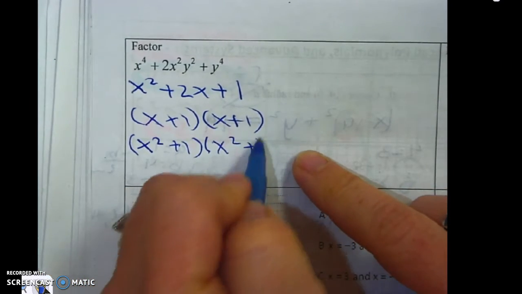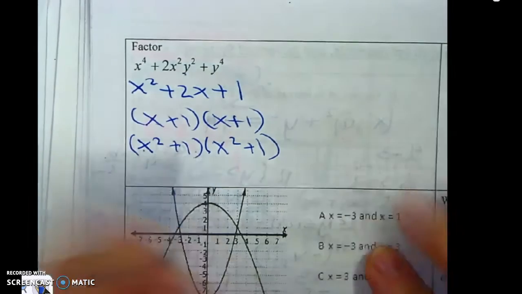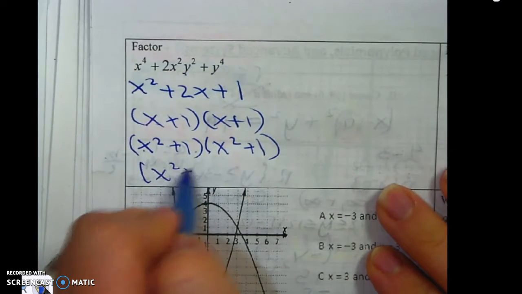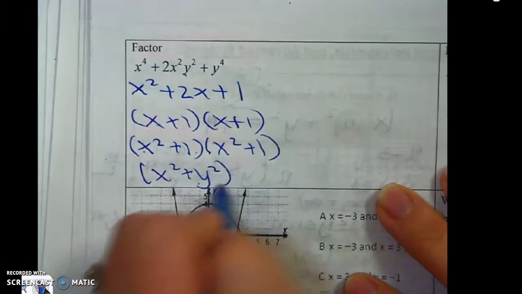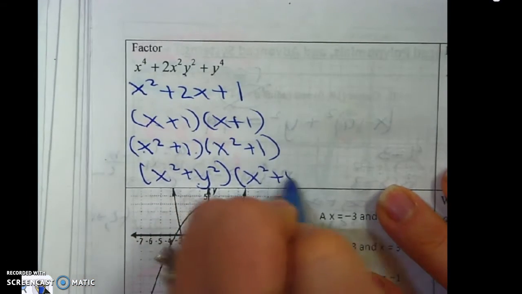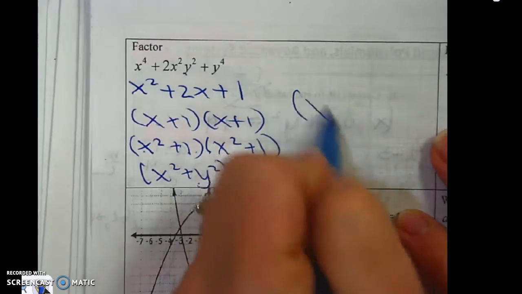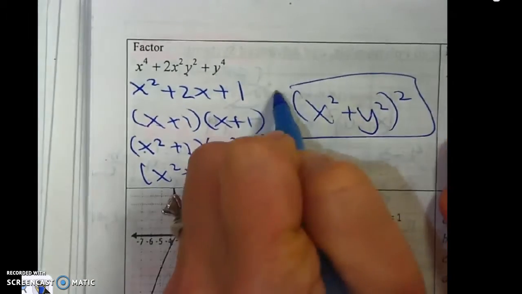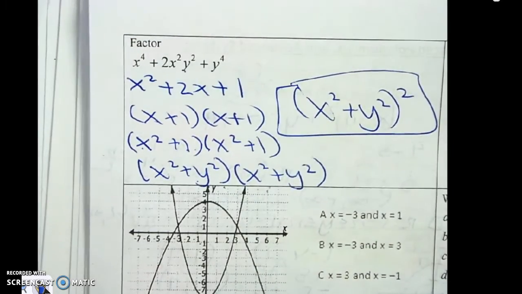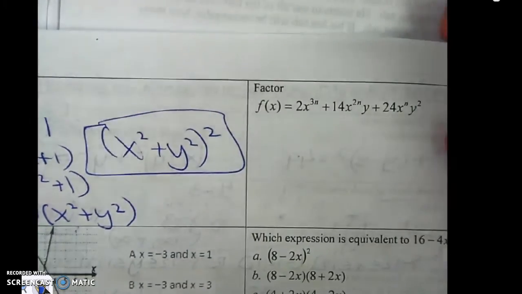x squared plus 1. But then there's really a y, and a y isn't on the front end, it's on the back end. So it's really x squared plus y squared, because 1 times y squared is y squared. And x squared plus y squared. And then I go, hey, why am I writing the same thing 2 times? My answer is x squared plus y squared, squared. Okay?